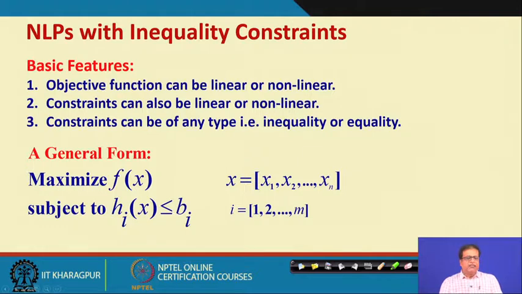Some of the basic features: the objective function can be linear or nonlinear, constraints can also be linear or nonlinear, and constraints can be of any type, that is inequality or equality. If you recall, I told you in our last class that Lagrange's multiplier is a special case of KKT conditions. At some other time I will also show you how that really happens.